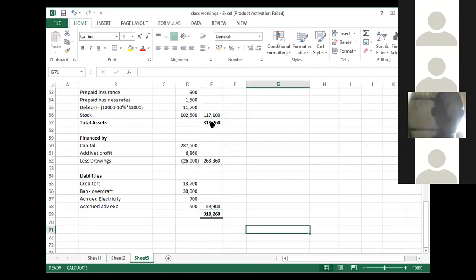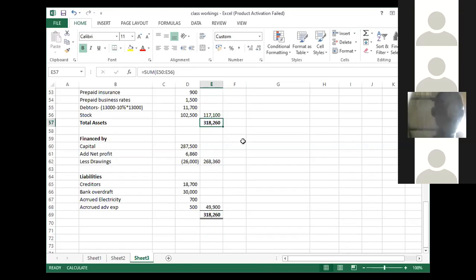And the other one here should also have a double line, because what this means is that the total assets, which is A there, should be the same as capital plus liabilities. Can you see that? Which total again is 318,260. Assets should be equal to capital plus liabilities. Is it clear? Or is there any question?